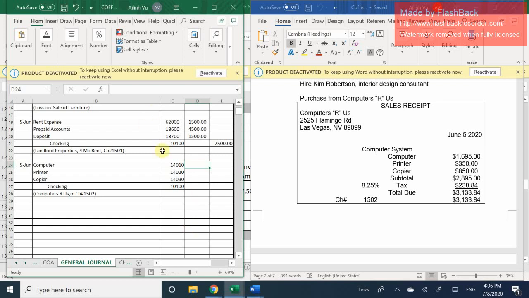Took the 1695 times the 8.25%, plus the 1695 again. It came up to 1834.84. Okay, good. So again, if you're using Excel, the great thing about this is you're able to calculate it right here and right there.